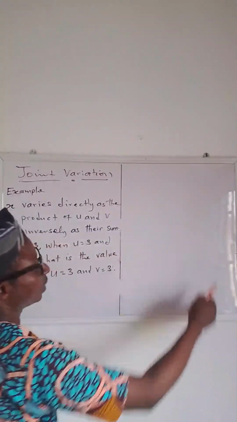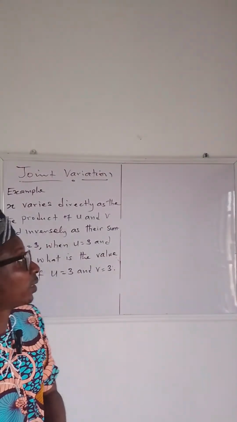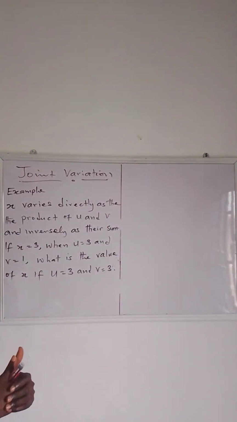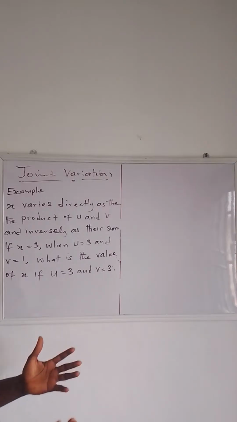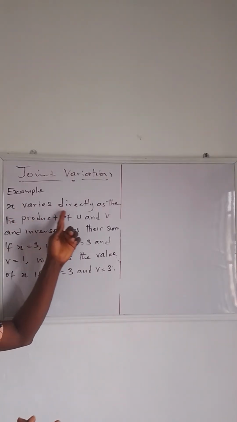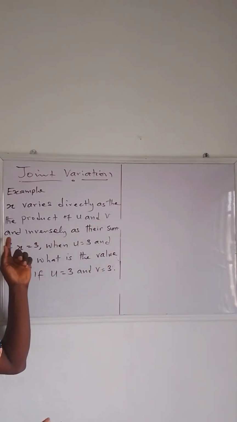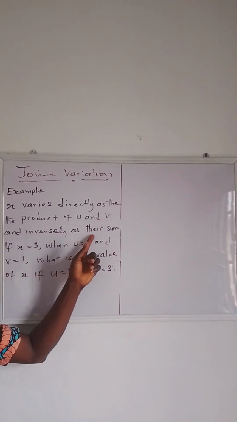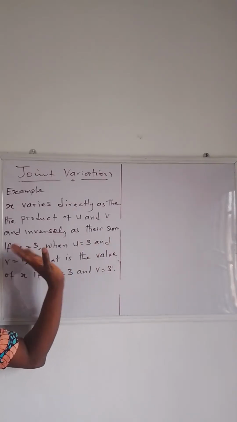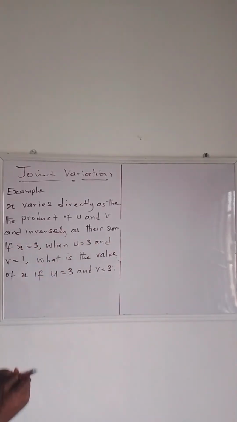Okay, now let's look at this question. It's a very interesting question. Now, we have x varies directly as the product of u and v, and inversely as their sum. Okay, now let's interpret this.